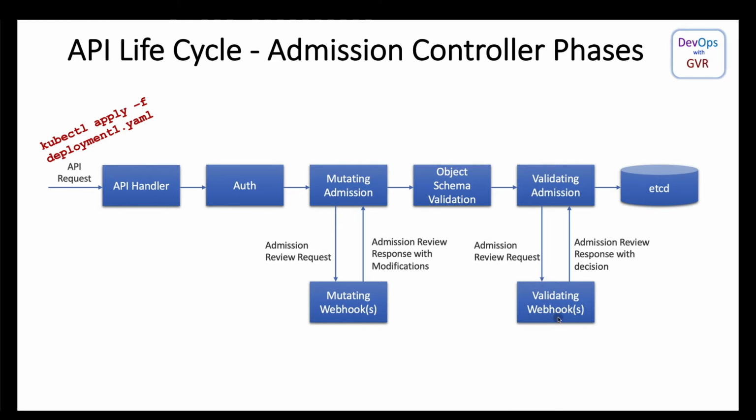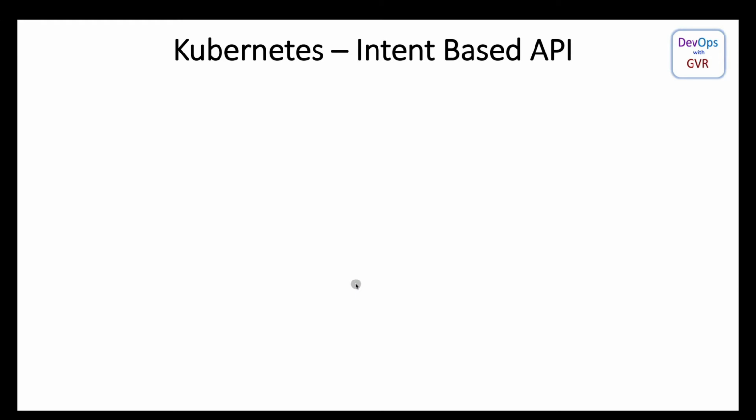raises a request with the webhook and gets a response. Accordingly, if this response blocks you, it won't allow you to do that, meaning something in this deployment is not as per the defined security. Maybe it passes this stage, but at this stage it may fail. If it fails at any stage, it won't be stored in the etcd database. This is a visual representation of the life cycle, how the calls will happen. We will dig into more details in the further slides, right?